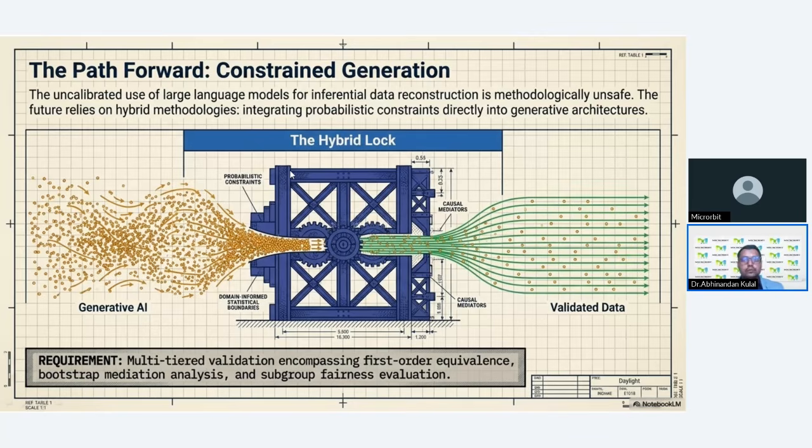To conclude, AI generated data is powerful but limited. It can mimic reality, but it cannot fully replicate it. As researchers, we must go beyond surface level statistics and focus on causal validity. Only then can we truly cross the reality gap. Thank you.